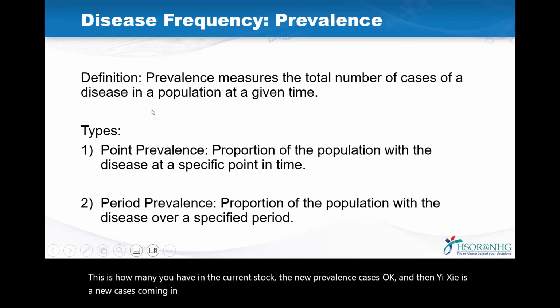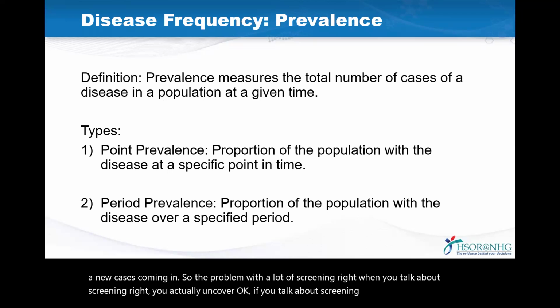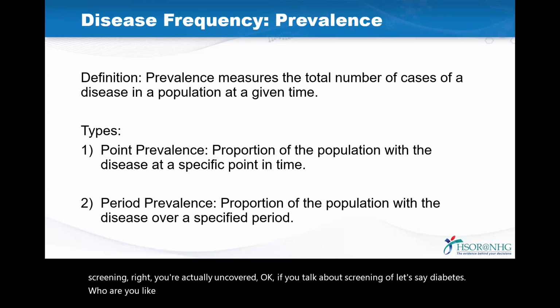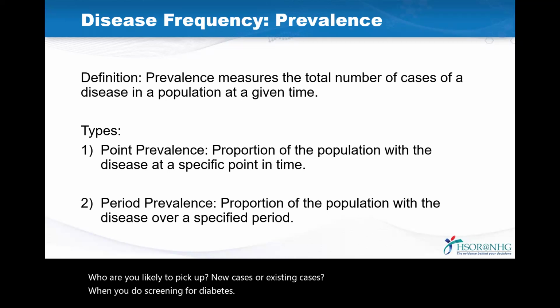So the problem with a lot of screening, right? When you talk about screening, you actually uncover, let's say for diabetes, who are you likely to pick up? New cases or existing cases? When you do screening for diabetes? Existing, because existing is a bigger reservoir.